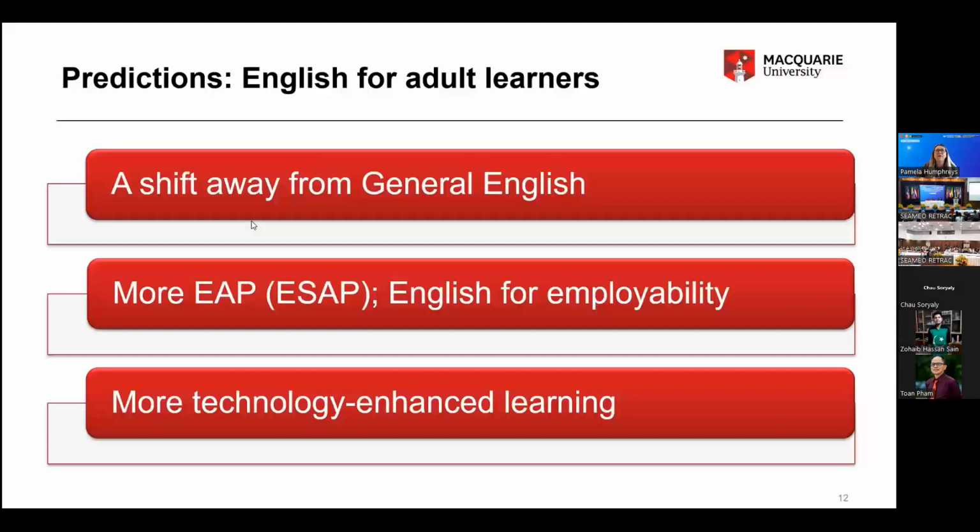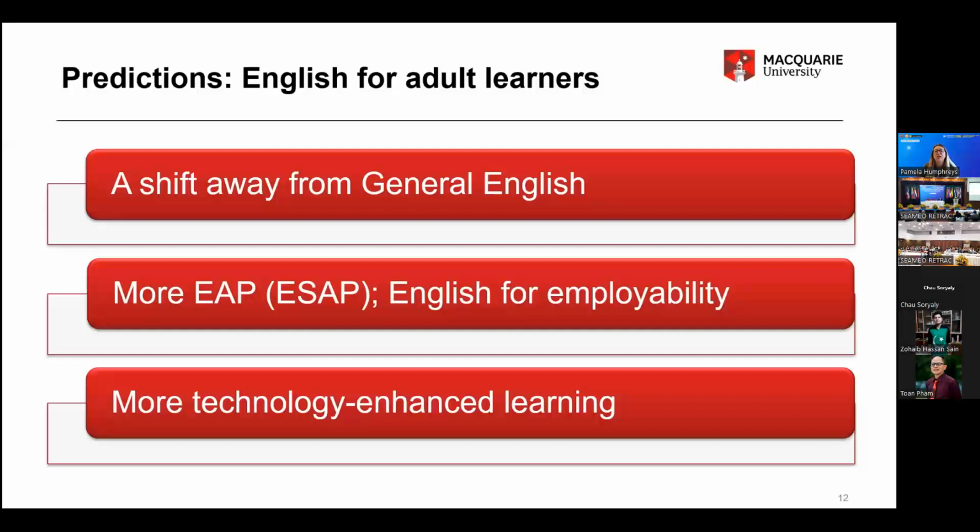So, first of all, my predictions for English for adult learners. And I'm just going to mention where these ideas have come from. They have come from the research and from the literature, but they've also come from my own thoughts, my own experience from having been in the sector and having worked in many different countries and different areas of English language teaching over my career. So these are my predictions, but premised on the literature and the research.